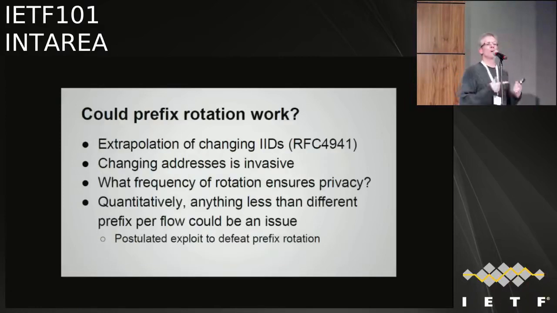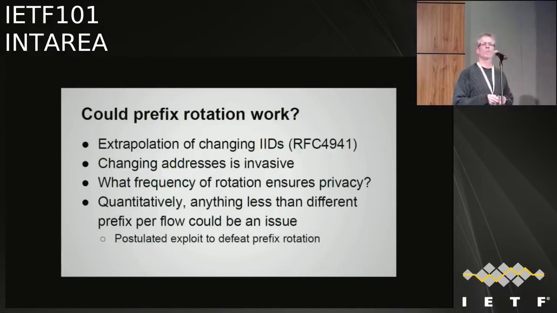So we could extrapolate from RFC 4941 to just change the prefix periodically. And conceptually, that's possible. We do know that changing addresses, if there's only one, if you change it periodically, would probably kill all the existing flows and they'd have to be restarted. So assuming we solve that problem, then the real question becomes, what is the correct frequency to change addresses in order to ensure privacy? And it's a tricky question.